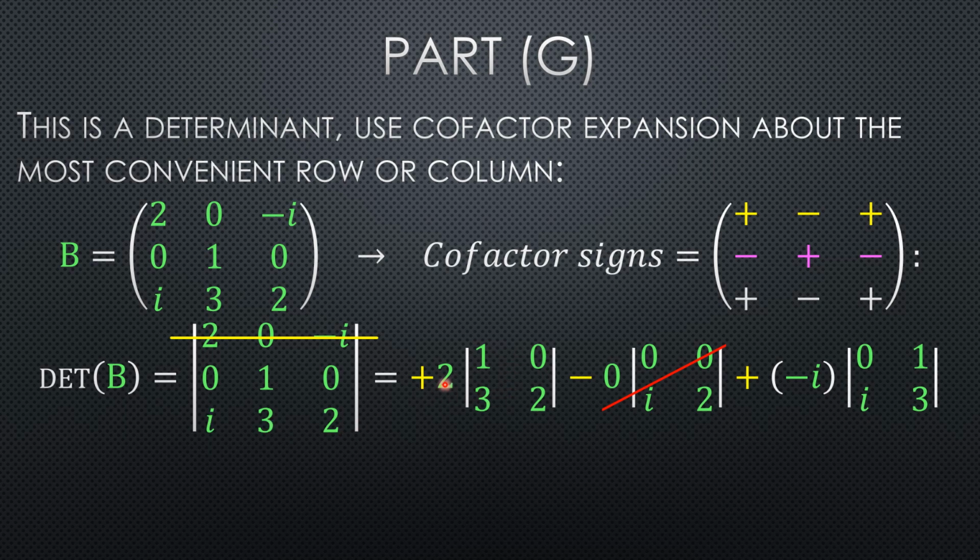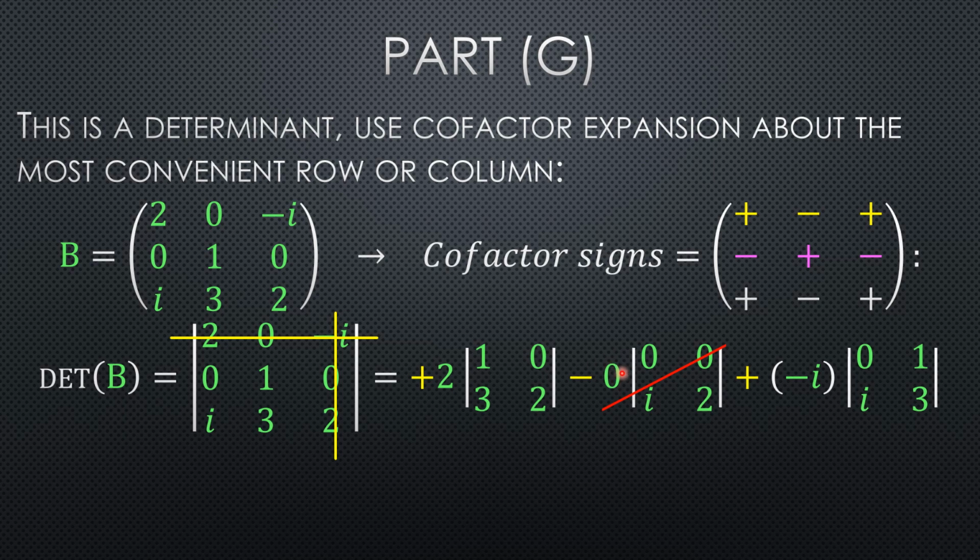Moving on, if we want to find a second cofactor with our multiplier of 0, which is why we like expanding about certain rows or columns, because of zeros, we cross out first row and second column. All the remaining elements make the submatrix, or the subdeterminant. So 0, 0, i, 2. Similarly, for our last, with our multiplier of negative i, we get 0, 1, i, 3. That's what we see here, and we're good to go.